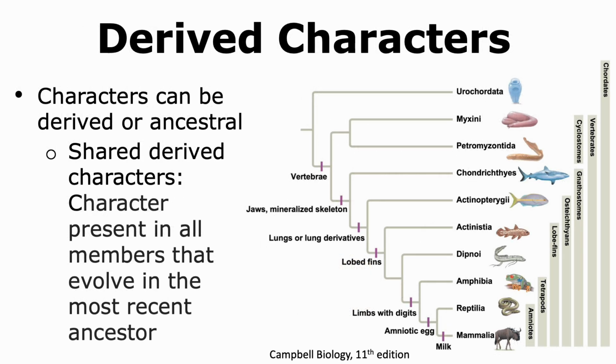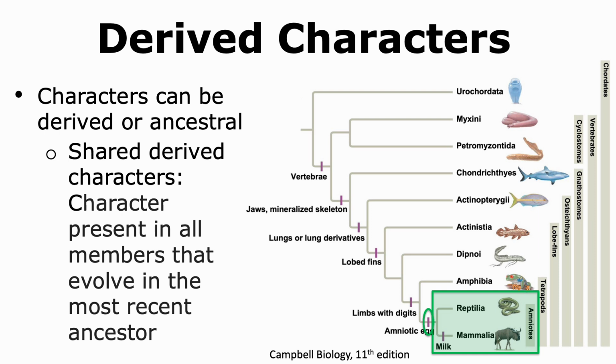The characters that are used to build phylogenetic trees can be derived or ancestral. Shared derived characters, which are also called synapomorphies, are characters that are present in all members of a group and they evolved from the most recent ancestor. For example, if we consider the group Mammalia, we know that its common ancestor evolved the character of producing milk. Thus, milk production is a shared derived character for the group or clade of Mammalia.